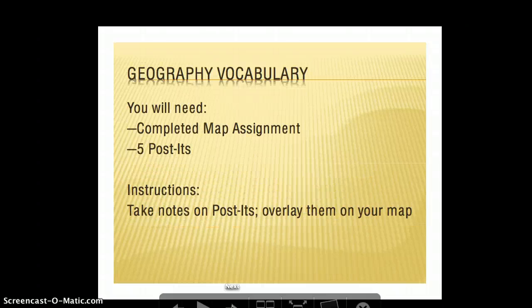So what you're going to need is your completed map assignment and 5 post-it notes. Now, if you didn't have post-it notes at home, you could always, I suppose, cut up a sheet of paper and use that. Maybe a piece of tape and attach it to your map there too. But post-its would obviously be preferred here. All right, so take notes on the post-its and overlay them on the parts of your map that are relevant.